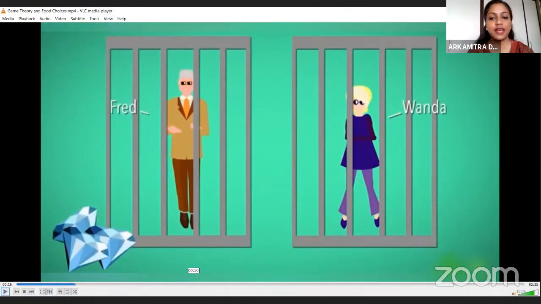Now, based on evidence that the police had, they would have to serve 2 years in prison. And they were offered a deal. If you confess and cooperate with the police, then you get immunity. That is, you don't have to serve any time in jail. And if your partner confesses and you don't confess, then you have to serve 10 years in prison. And if both of you confess, then you get 5 years in prison each.